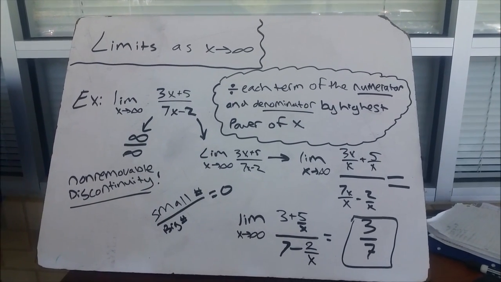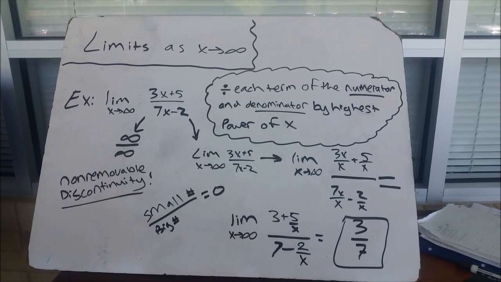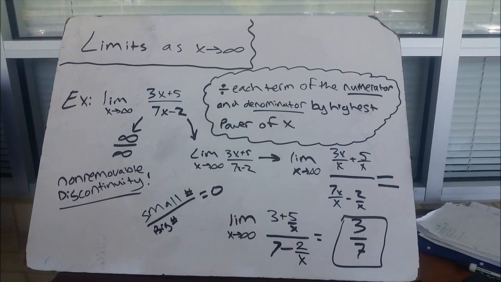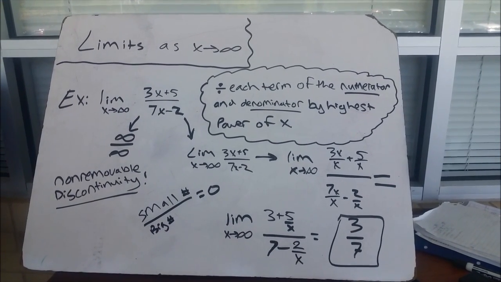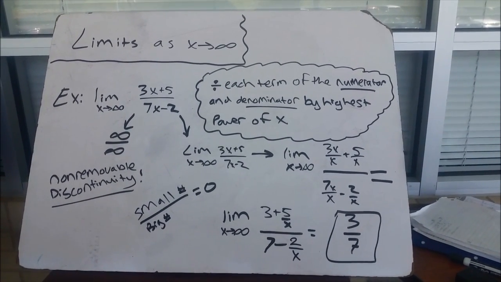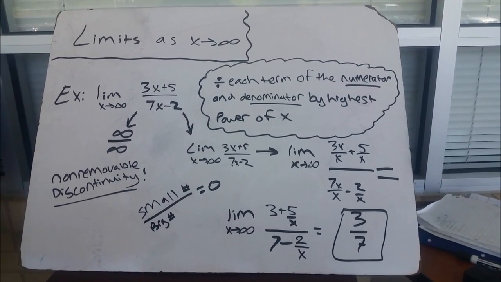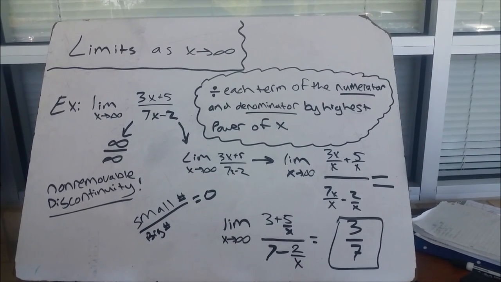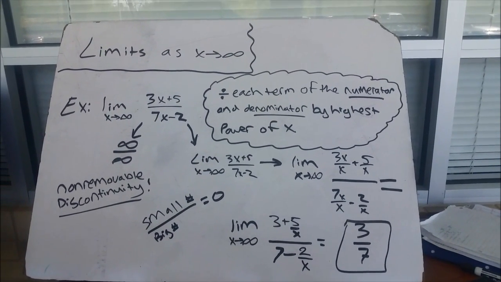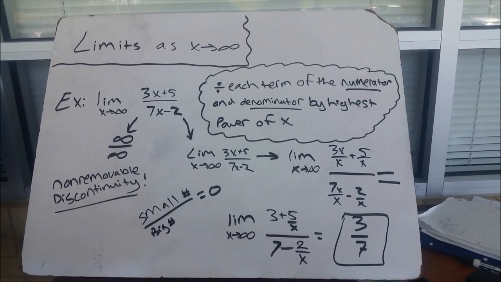Another topic that you will come across as you're finding limits is problems that consist of x approaching infinity. It's easier to see how this makes sense when you work through an example. For example, we have the limit as x approaches infinity of 3x plus 5 over 7x minus 2. If you follow what we told you earlier, you will get infinity over infinity just by plugging in the number. Unfortunately, this is a non-removable discontinuity, as infinity is not a number but merely a concept.